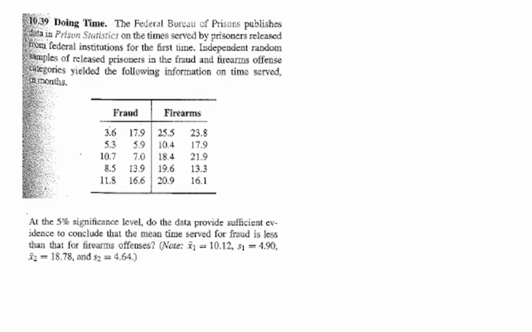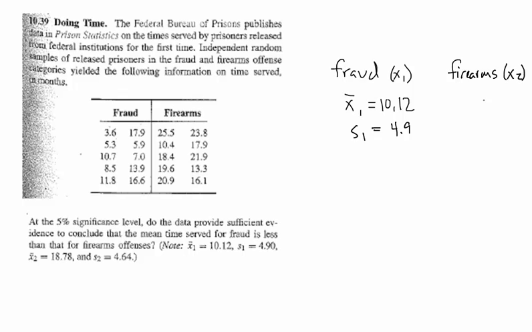Now I'm going to write all this information that they've given us with the category. So we're going to say fraud, and I'm going to call fraud X1. So X bar 1 is 10.12, S1 is equal to 4.9, and firearms we're going to call X2, and that is X bar 2 is equal to 18.78, and S2 is equal to 4.64. We're also going to need to know the sample size for each, for fraud and for firearms.